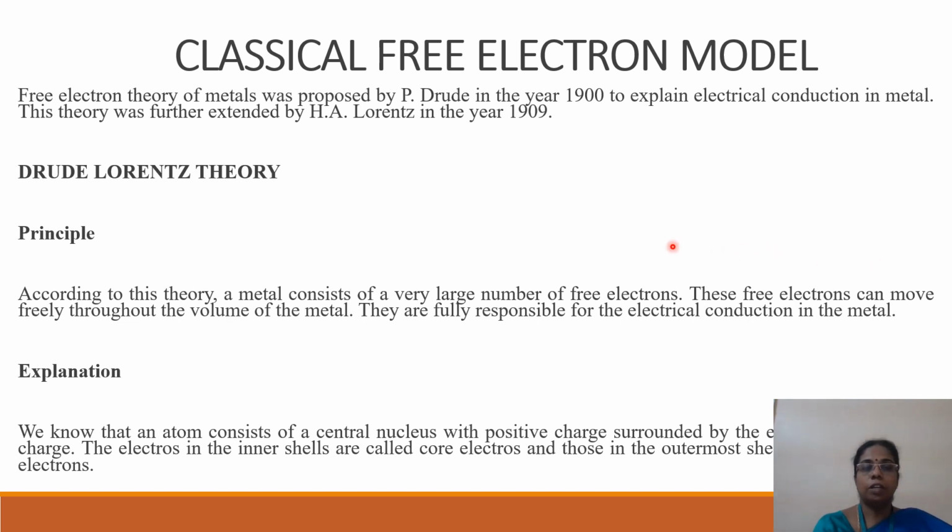Now let us go into detail about the classical free electron model. It was first proposed by Drude and then extended by Lorentz in the year 1909. Principle: according to this theory, a metal consists of a very large number of free electrons. These free electrons can move freely throughout the volume of the metal. They are fully responsible for electrical conduction in the metal. Explanation: an atom consists of a central nucleus with a positive charge surrounded by electrons. The electrons in the innermost shells are called core electrons, and those in the outermost shell are called valence electrons.